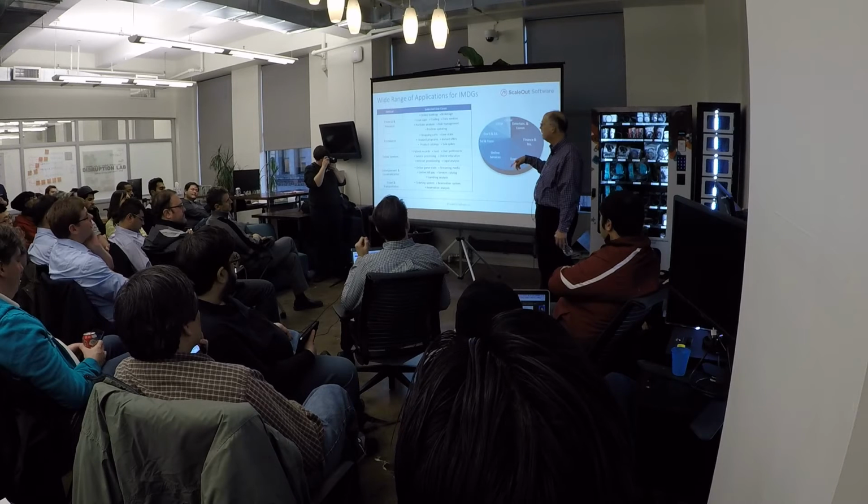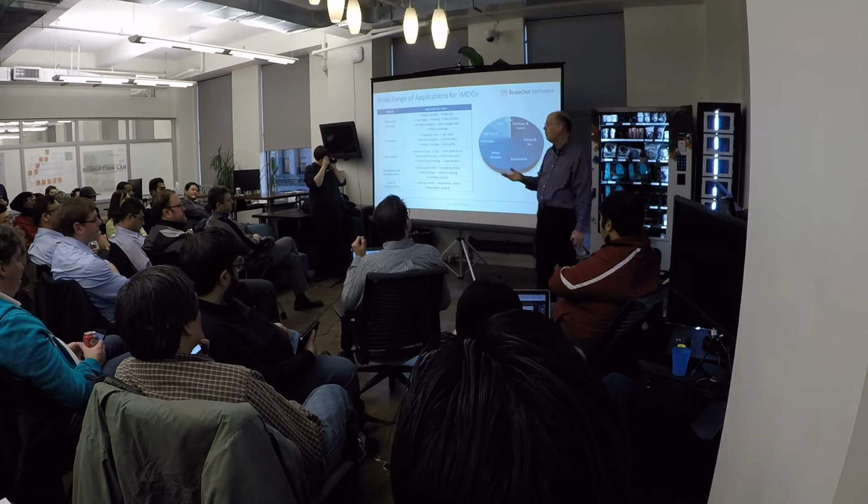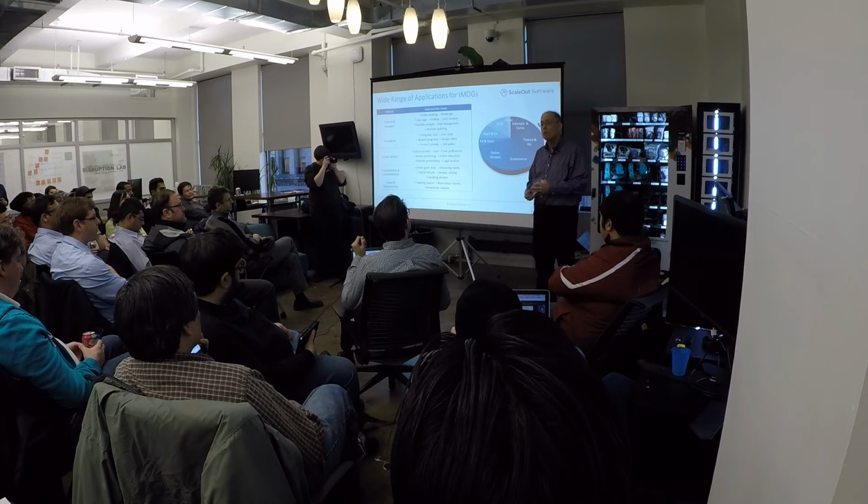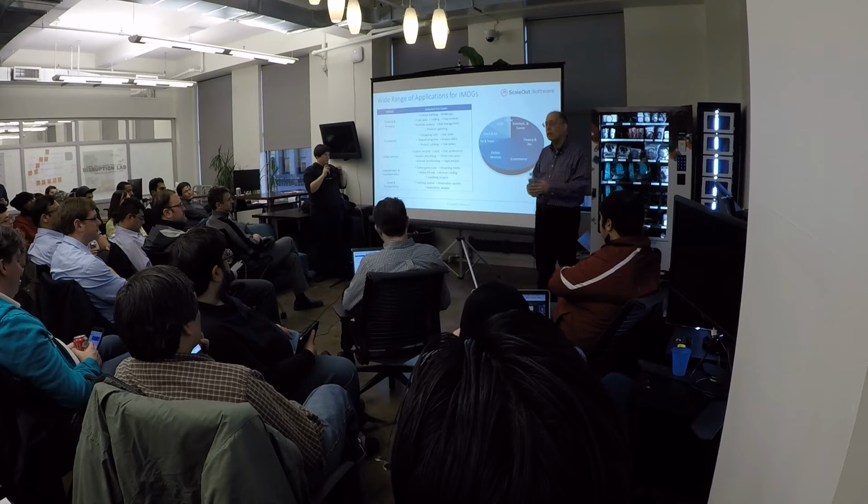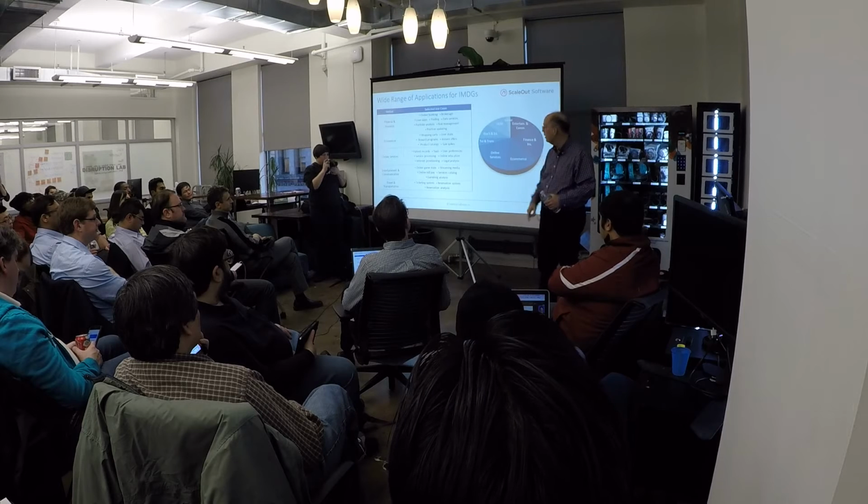I'm trying to think of one. Yes, a very large news service based here in New York in the Times Square area uses us to host news stories and to cache them so they can serve them very quickly. So these are some of the uses of in-memory data grids.